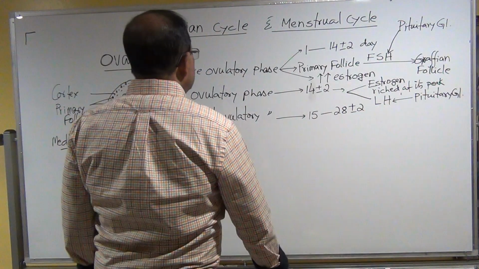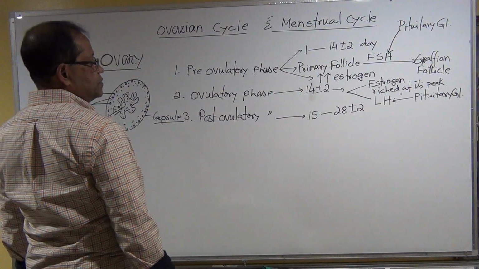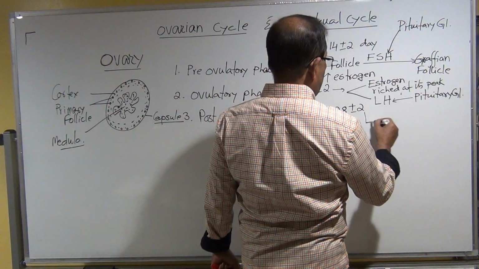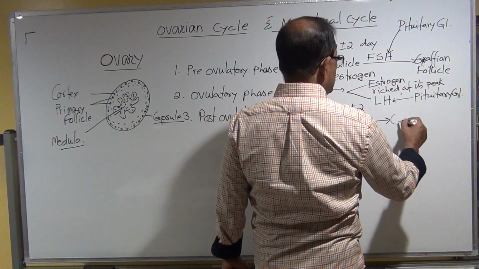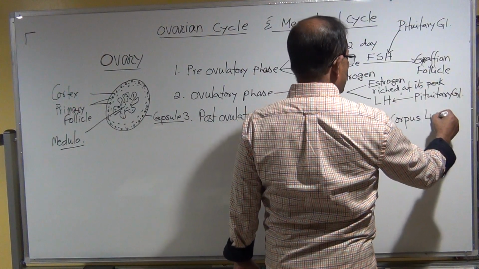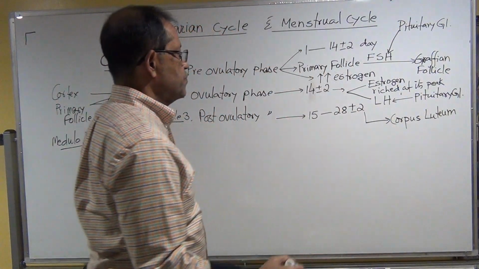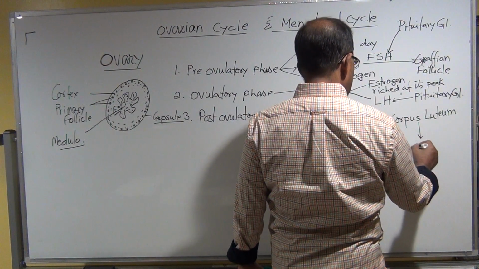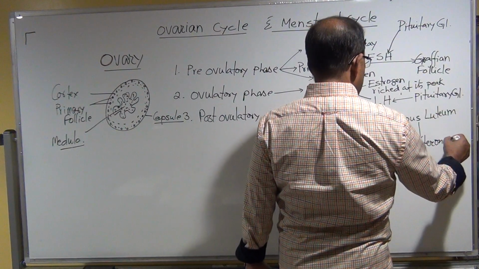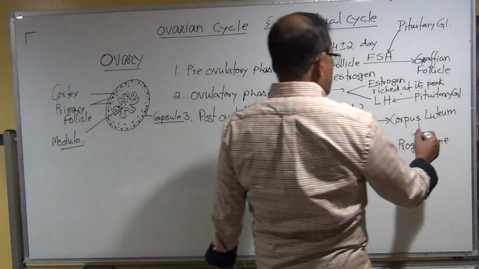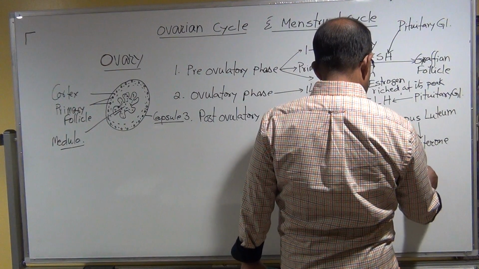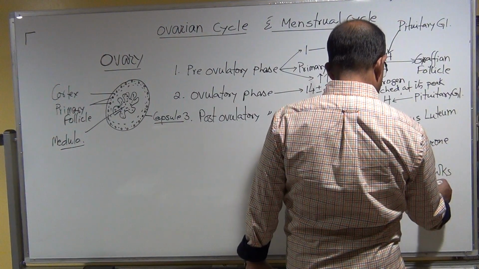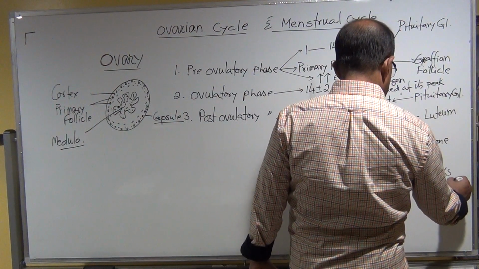Okay, and now that is ovulatory phase. And post-ovulatory phase, in the post-ovulatory phase, you will see there is a production of corpus luteum, and the corpus luteum will produce the progesterone, and corpus luteum persists 10 to 12 weeks if pregnancy takes place.